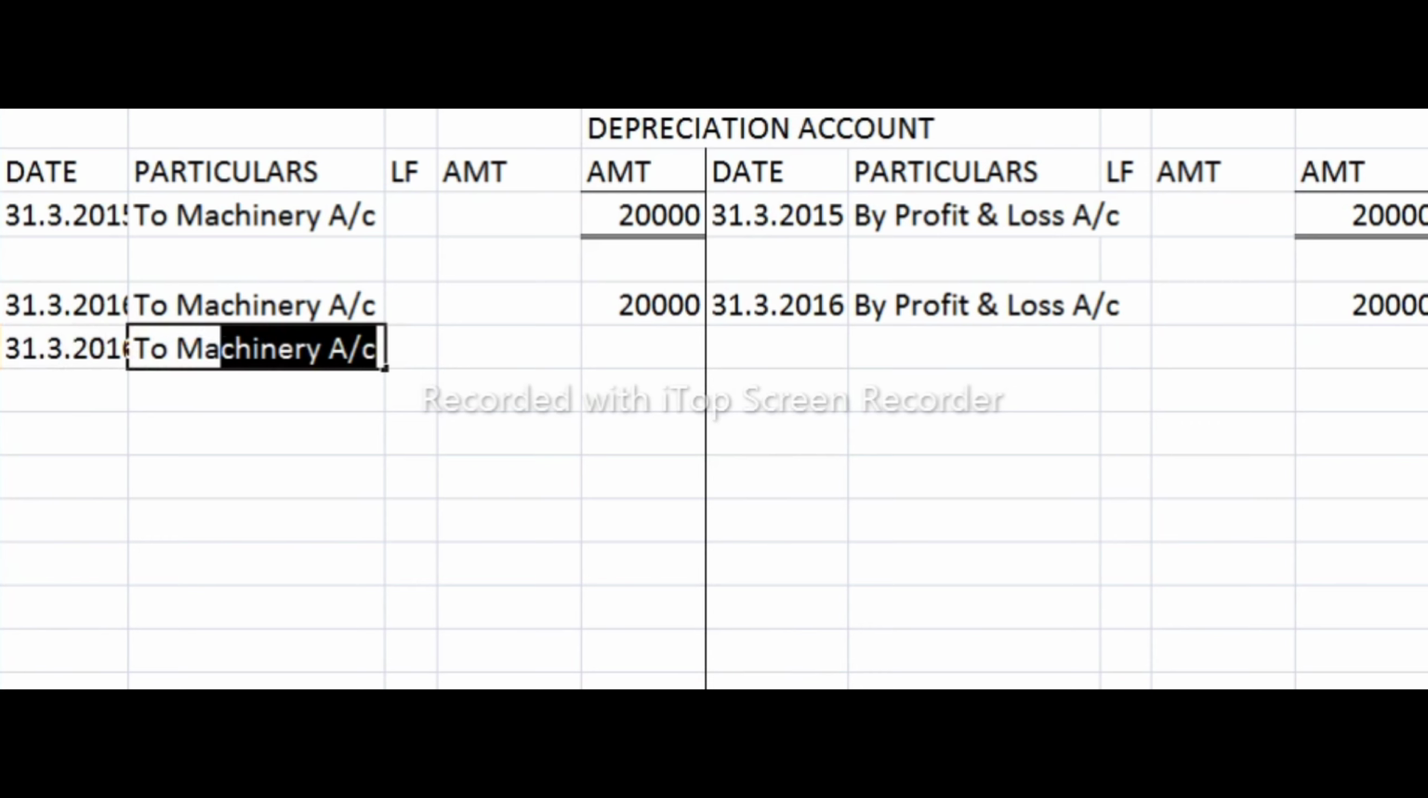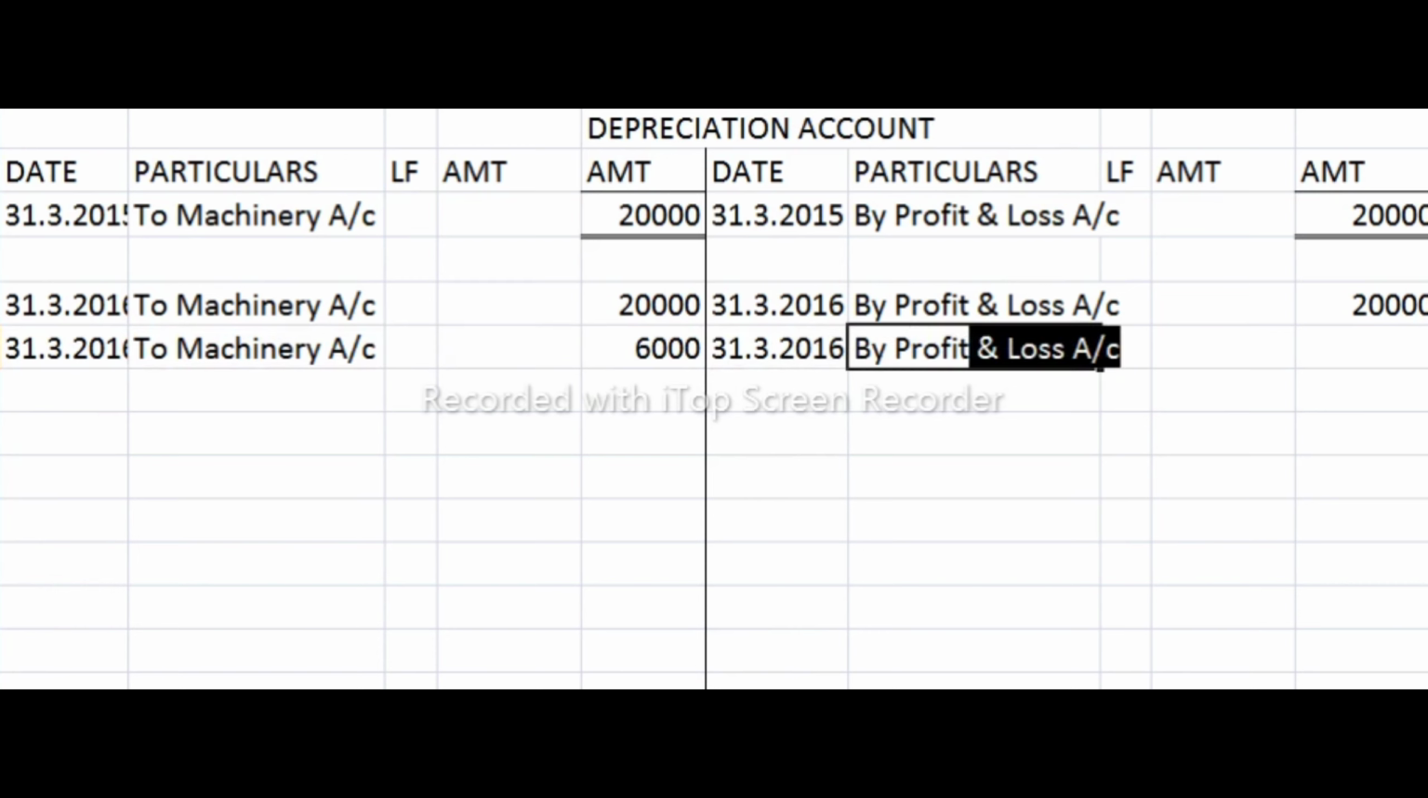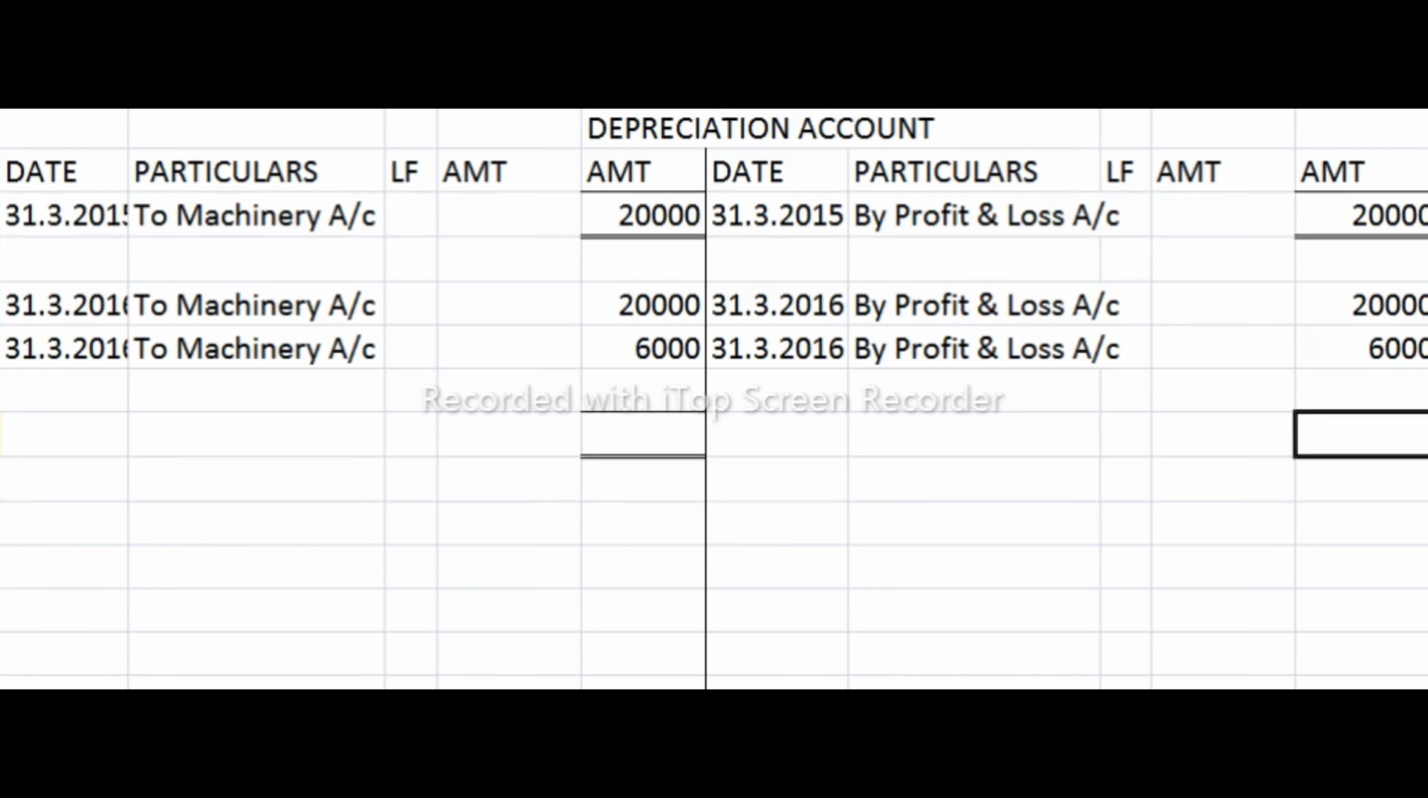So come back to the depreciation account. Debit side, 2 times you are going to write machinery account, machinery account. Why? In the sense, first machinery, second machinery. Likewise, credit side by profit and loss account, by profit and loss account. And this is a self-balancing account. Therefore, we can balance it then and there. You won't get any carried down or brought down in a depreciation account.